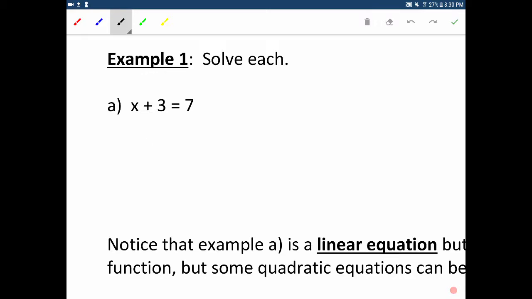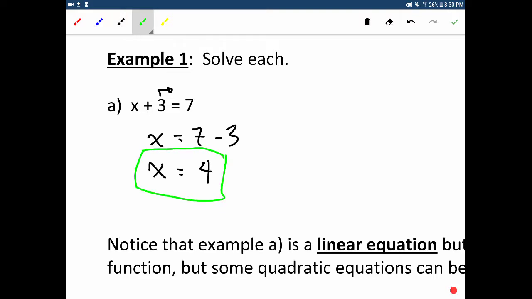So, depending how you learned it, you may subtract 3 from both sides, or you may just move the 3 over to the other side. Doesn't matter, it's the same thing. The bottom line is that we get 7 minus 3, which is 4. So x equals 4, and that is it. We have solved the equation.